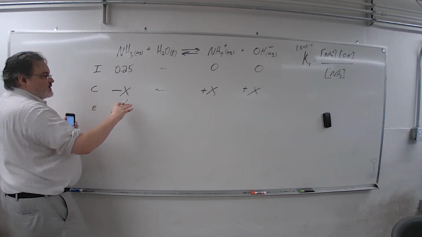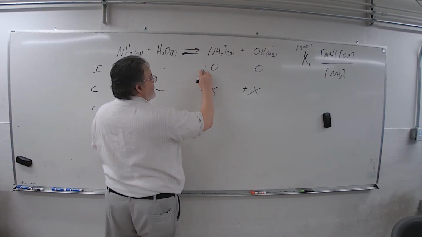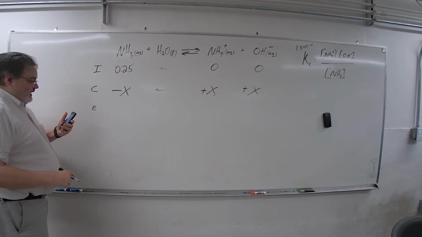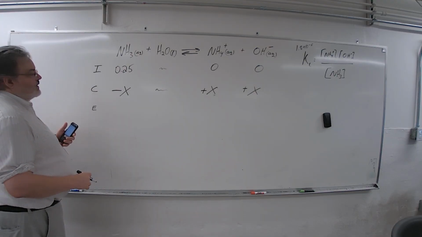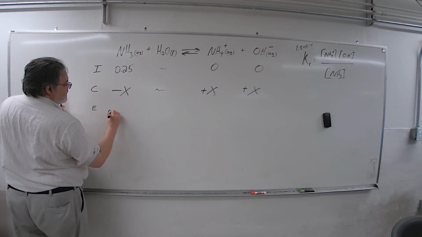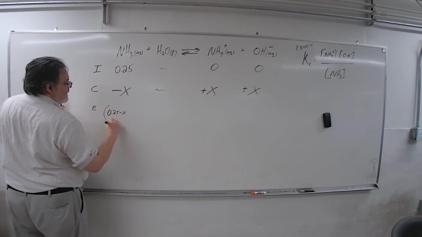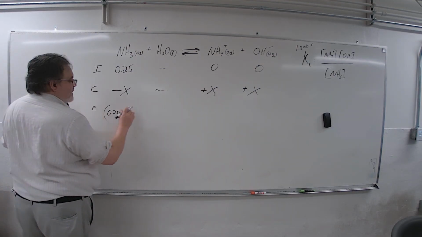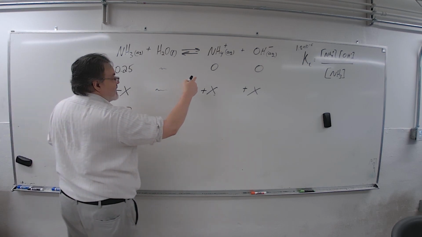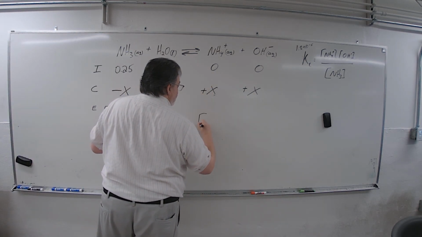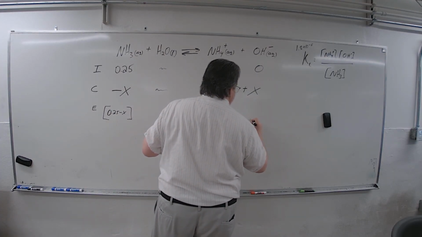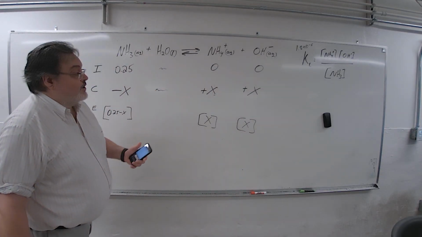And then the change is this one goes down and these two go up. And make sure you involve the coefficient here. So this is minus 1x, plus 1x, plus 1x. And then at equilibrium, so at equilibrium, this was 0.25 minus x. That's this one's concentration at equilibrium. Maybe I should do this. This one's concentration is 0 plus x. So I'm just going to put x. 0 plus x. And now you can plug in over here.